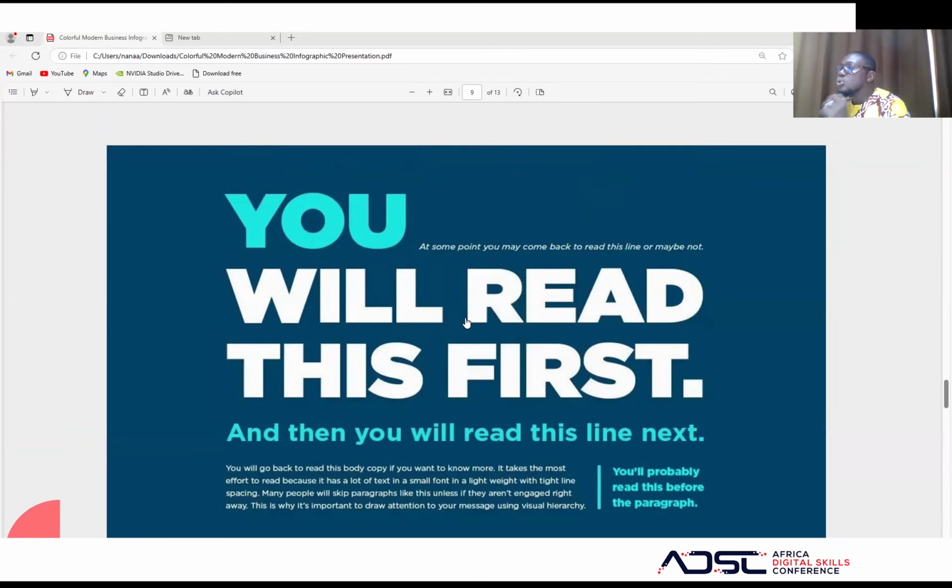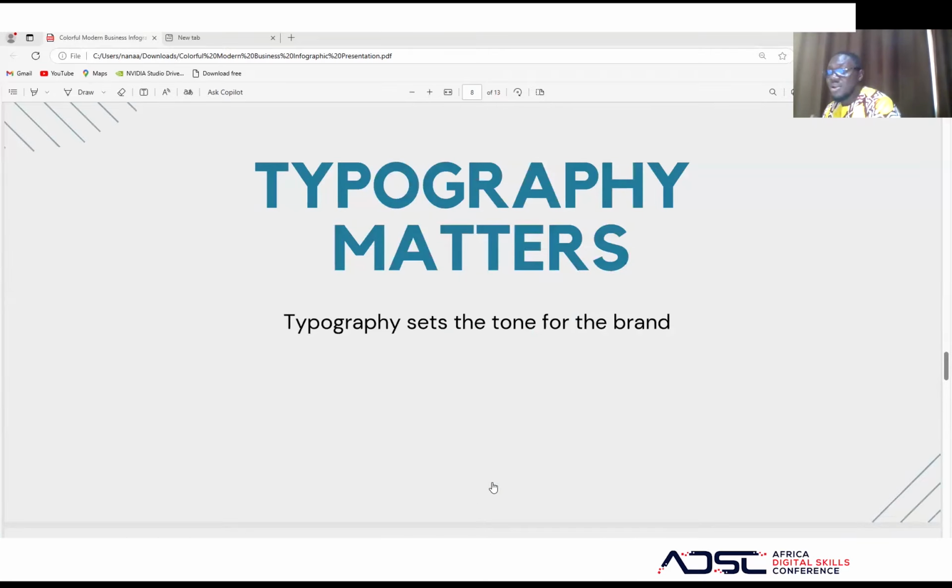When you come here, it says you would read this first, and then you would read this line next. All this information here should contain the body of the text. That's where you have the other information that explains the meaning of the information you have up there. And probably this one can be the contact details, other information that is equally important, but not solely important. Understand me? Yeah. So typography is very, very, very important.